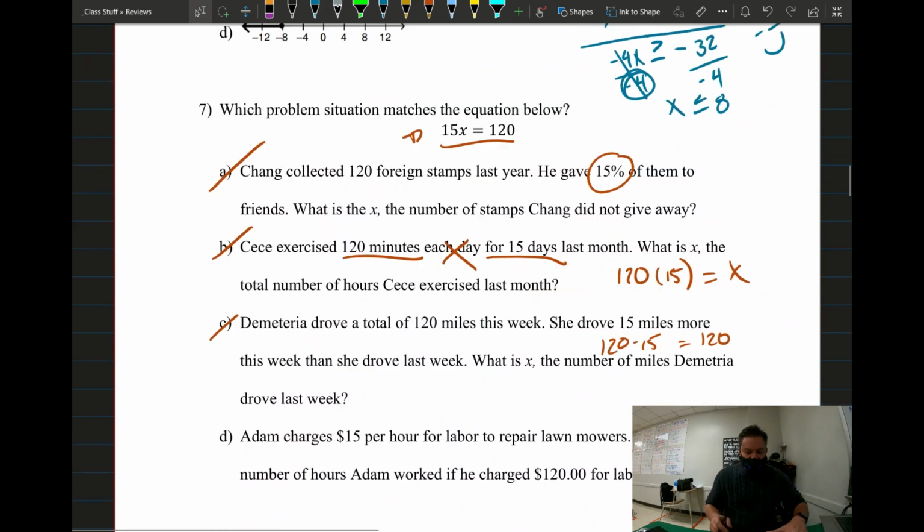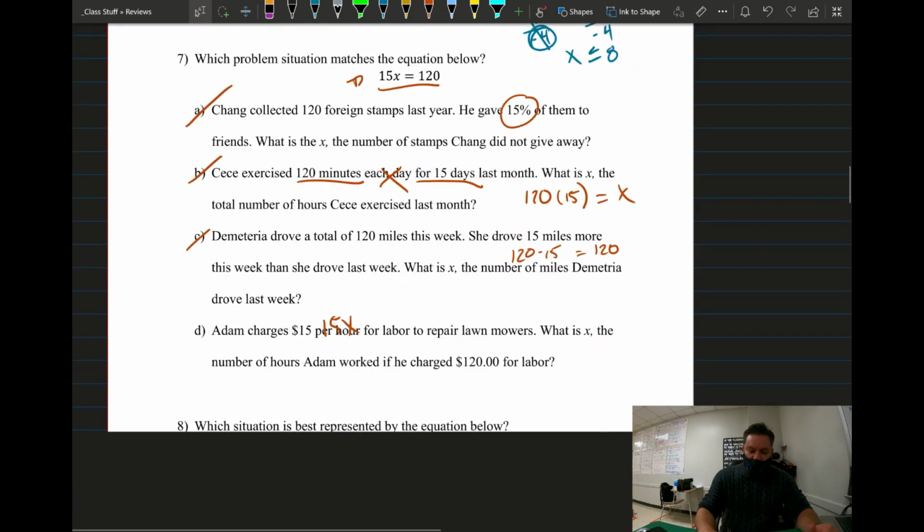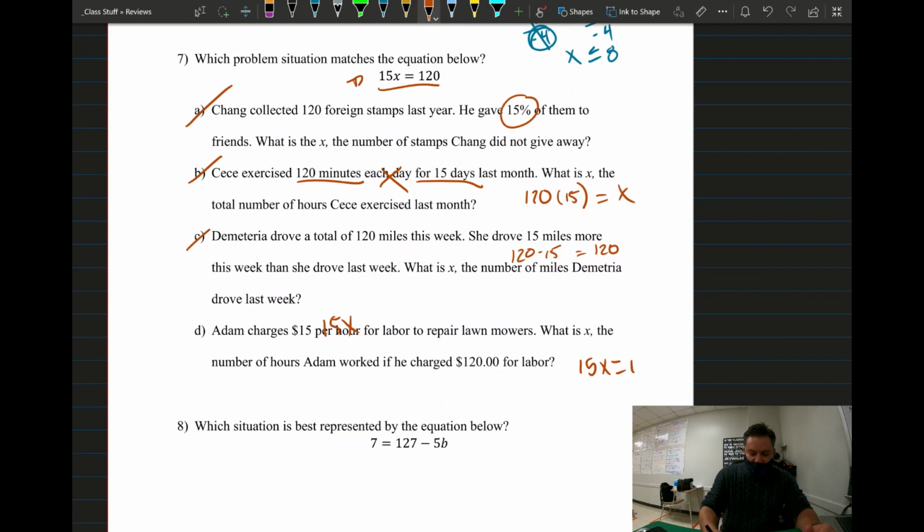Last one. Adam charges $15 per hour to repair lawnmowers. What is x, the number of hours Adam worked if he charged $120 for labor? So he worked 8 hours at $15 and brought home $120. That kind of makes sense, which is my answer. Any questions about that one? If you have a question about anything so far, leave it down in the comments below, and that way I can come back and answer you and help you out.